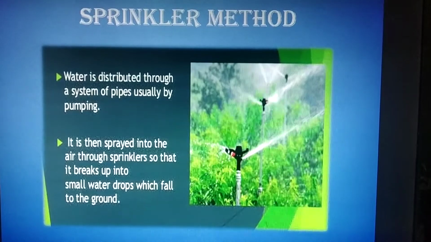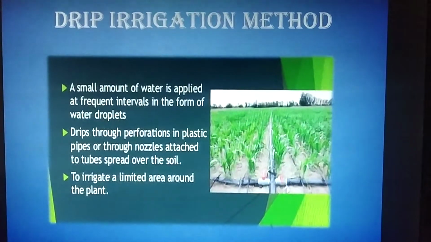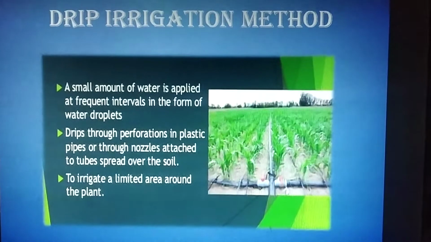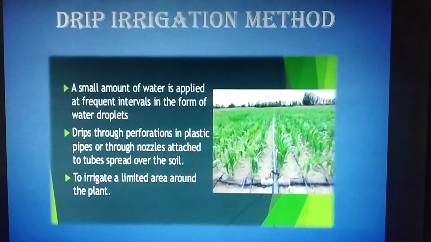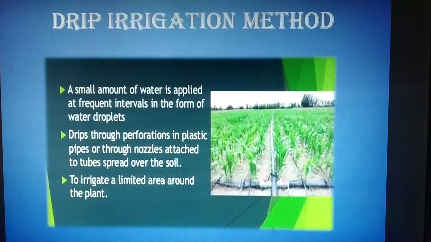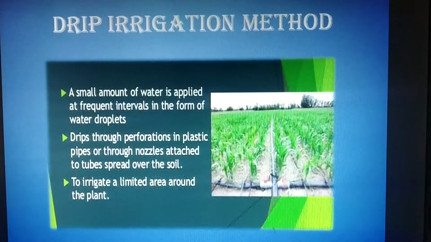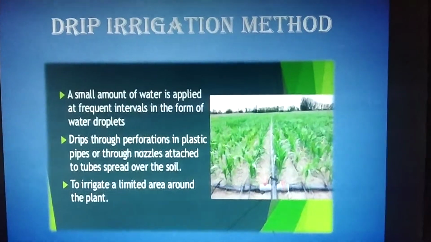The next method is the drip irrigation method. In this, a small amount of water is applied at frequent intervals in the form of water droplets. Means the water is supplied to crops in the form of drops. Drop by drop the water goes to the roots of the plant, and by this the water consumption is less. It is used to irrigate a limited area around the plant.